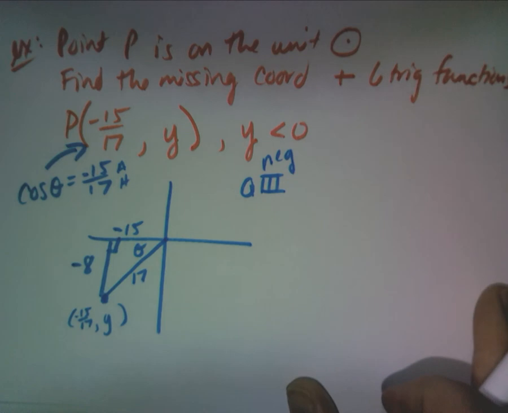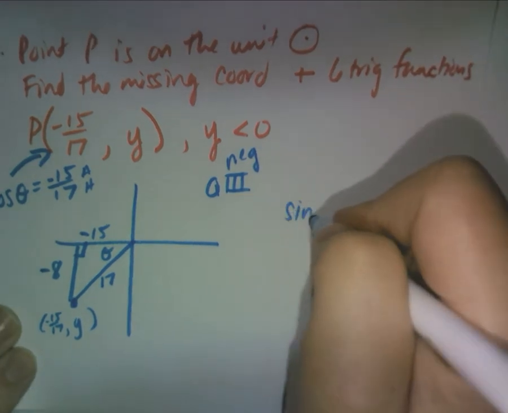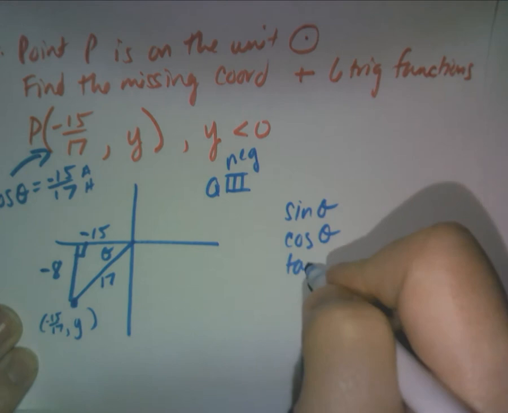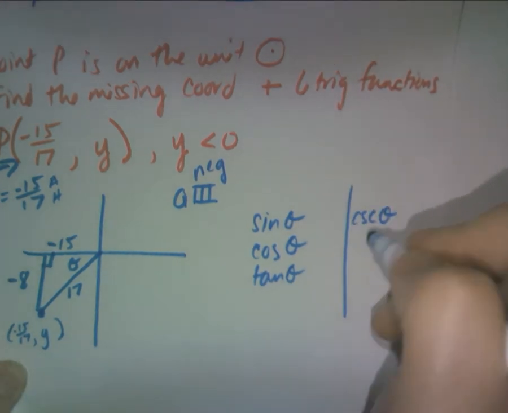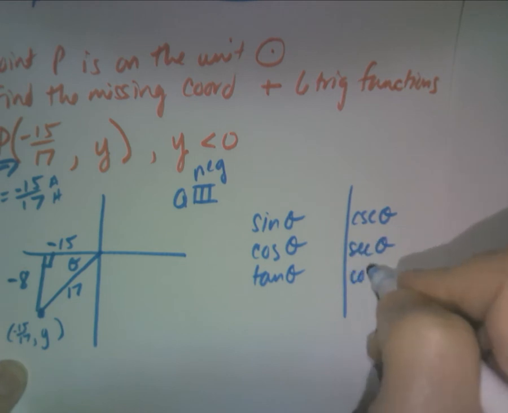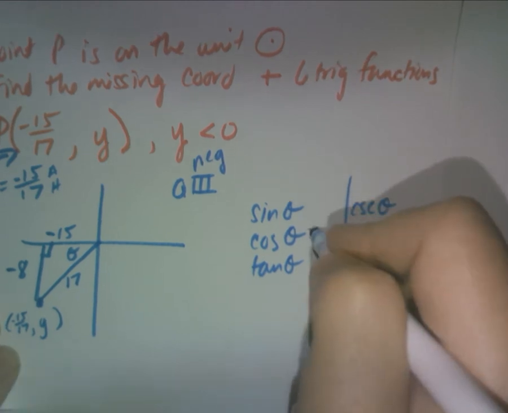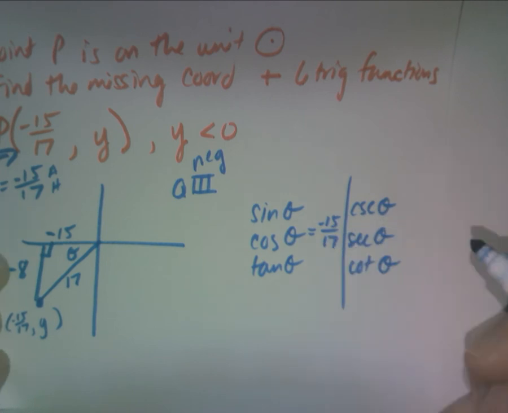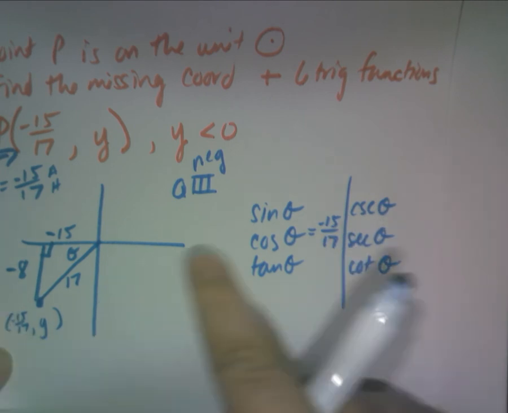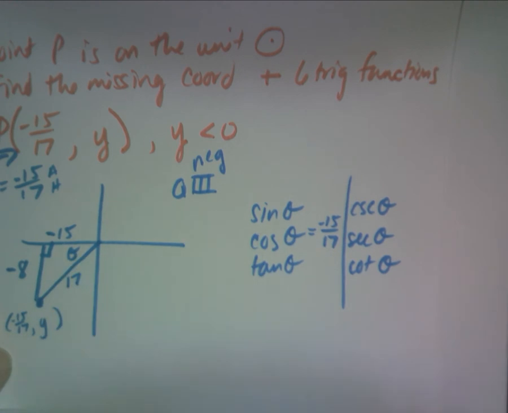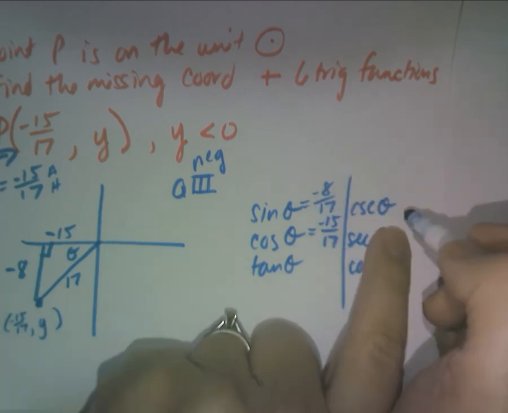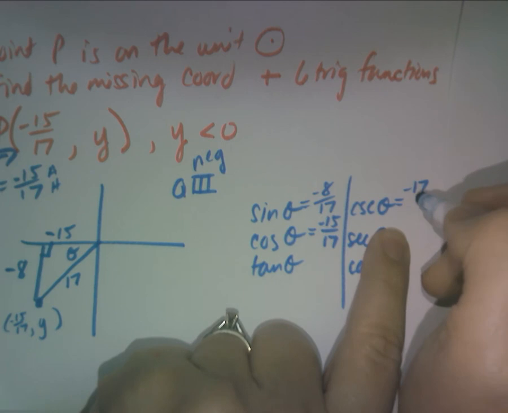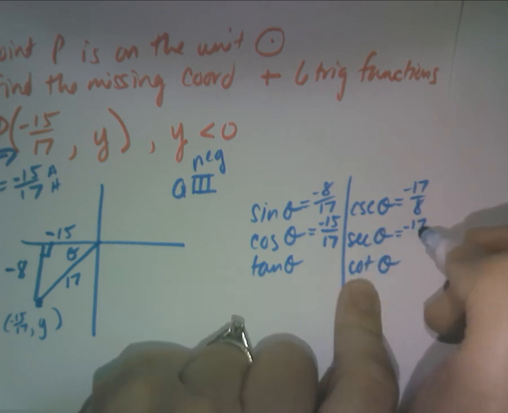Now we're going to find the 6 trig functions. Sine of theta, cosine theta, tan theta, and then we're going to reciprocate them. Cosecant, secant, cotangent. Okay. I already know the cosine. It's negative 15 over 17. I already know it's right over here. What's sine then? If you're standing here, what would sine be? What's your opposite over your hypotenuse? Negative 8 over 17. Which then just reciprocate it and you'll get this guy. Negative 17 over 8. Negative 17 over 15.